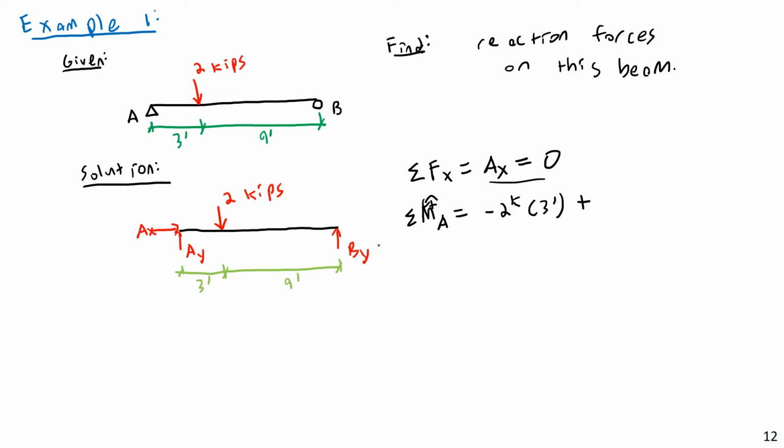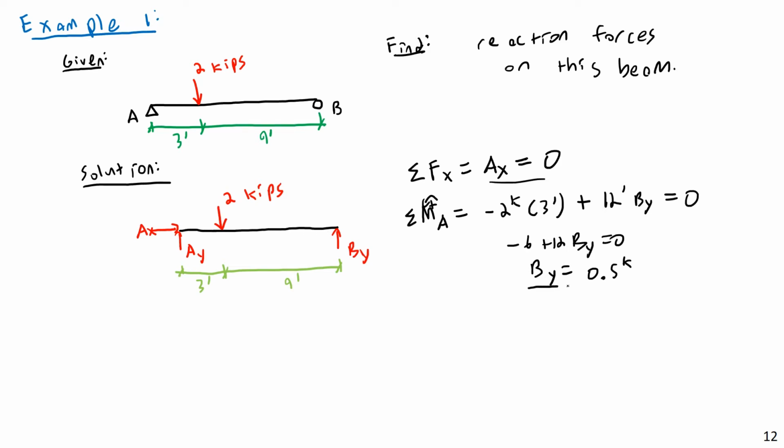Then for BY, I'm going to have plus 12 feet times BY, and it's going to be positive because it's a counterclockwise rotation, which means positive rotation. And this is 0. So this is negative 6 plus 12 BY is equal to 0, which means that BY then is equal to 0.5 kips or 500 pounds.